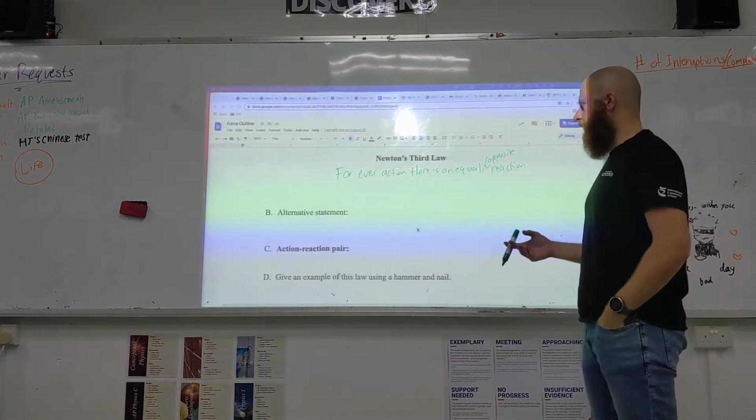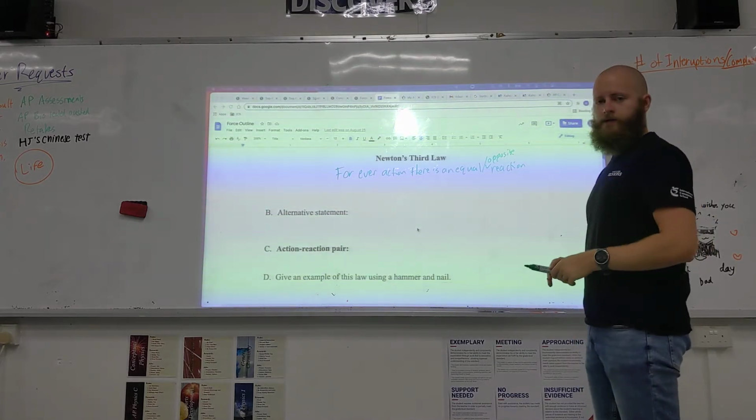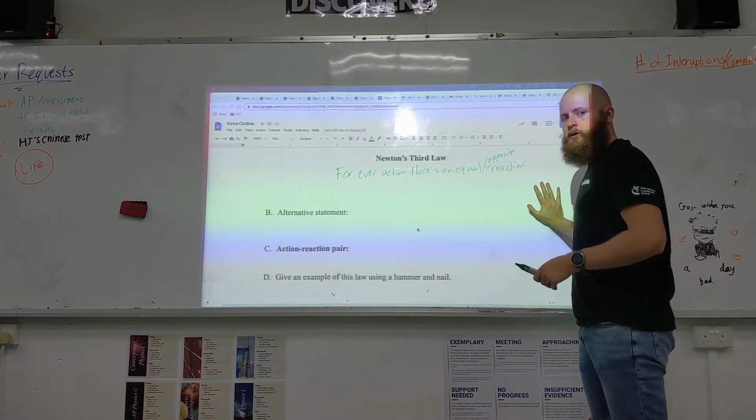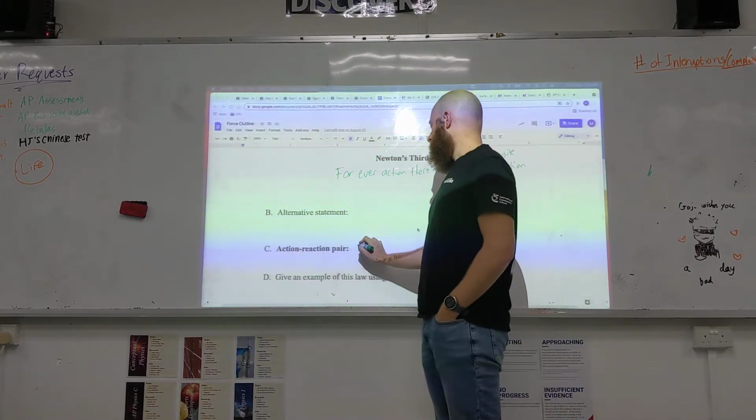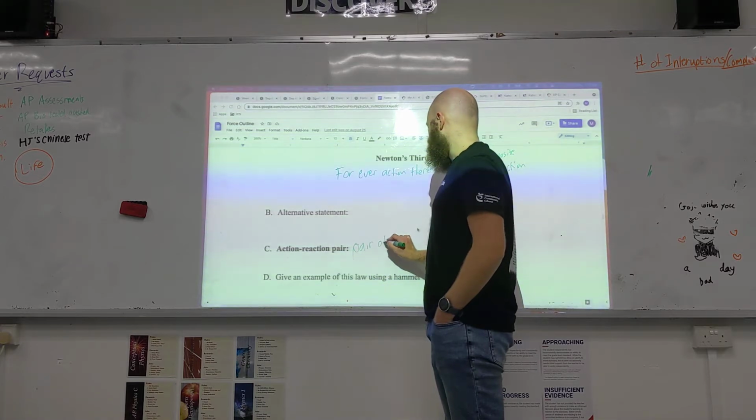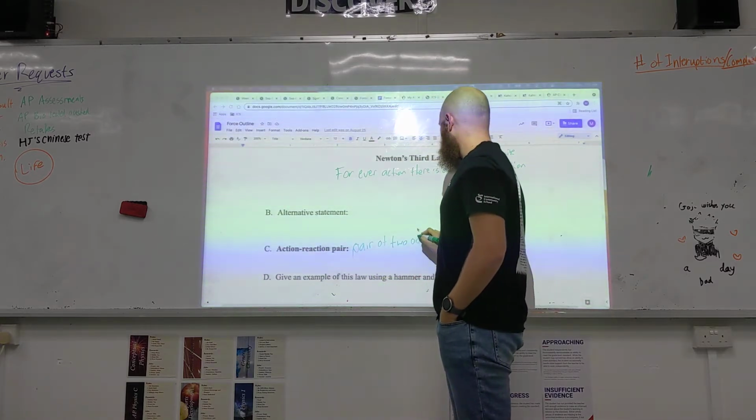So, an action-reaction pair is fairly simple. If I push on the wall, then the reaction is the wall pushes on me. Okay? So this is the pair of two objects.